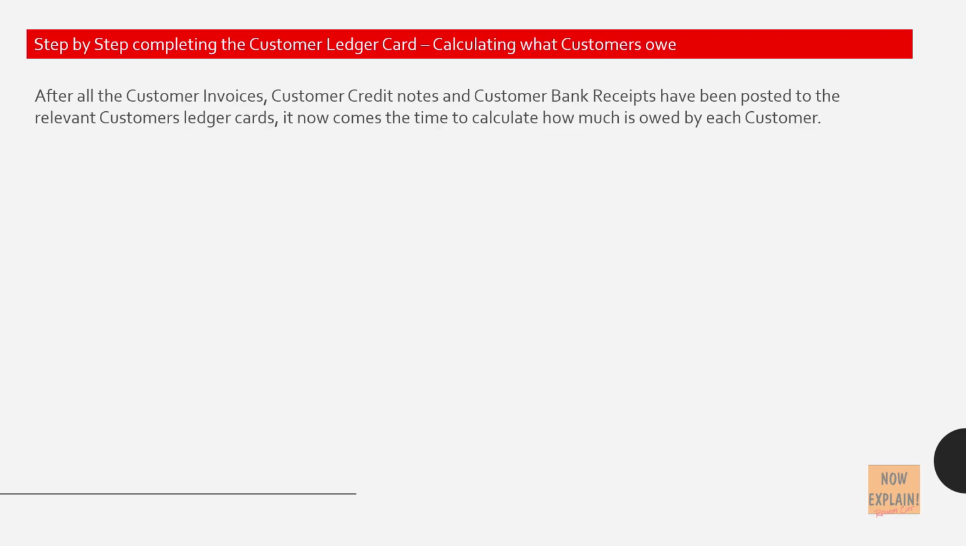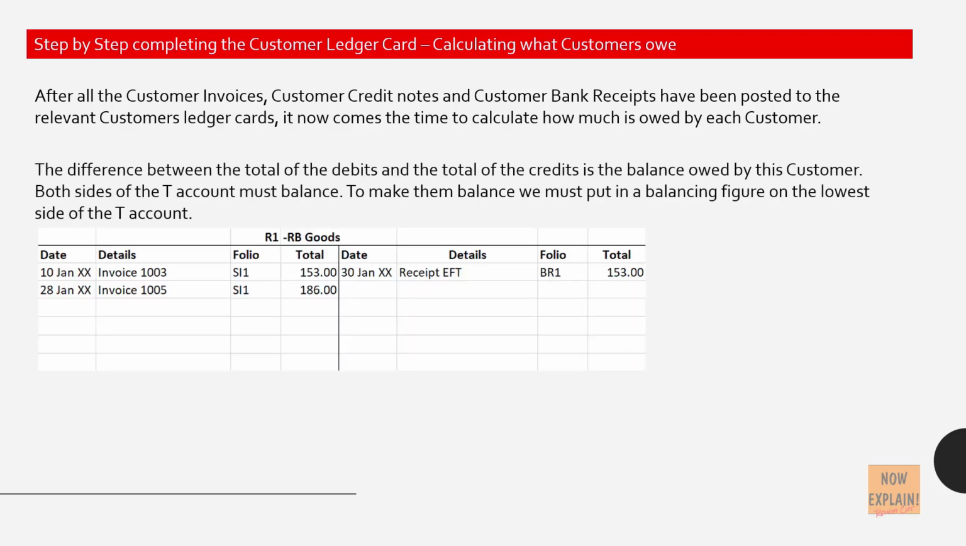Calculating what customers owe. After all the customer invoices, customer credit notes and customer bank receipts have been posted to the relevant customer ledger cards, it now comes to the time to calculate how much is owed by each customer. The difference between the total of the debits and the total of the credits is the balance owed by this customer. Both sides of the T account must balance.